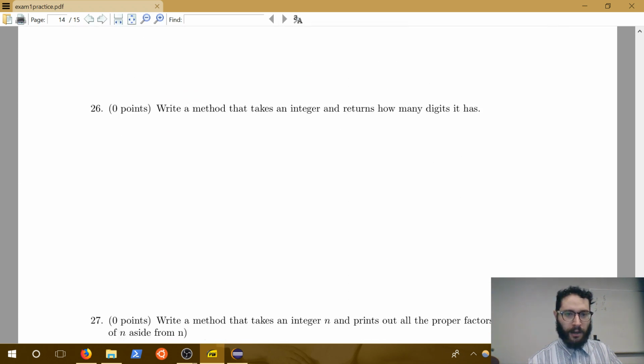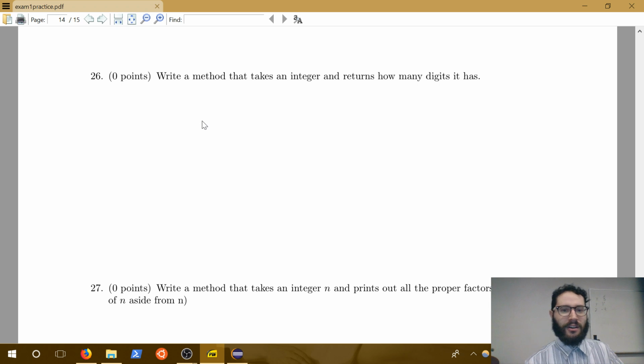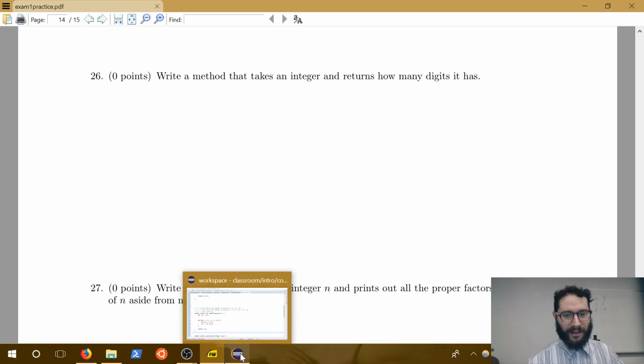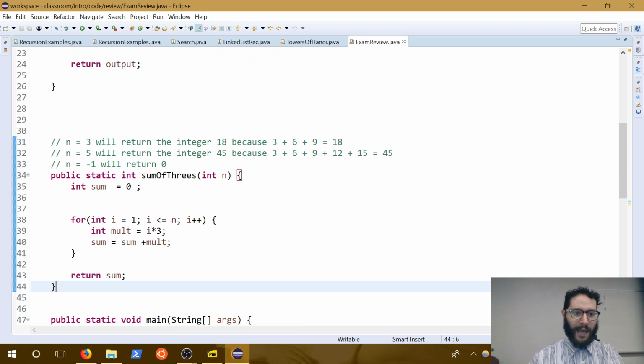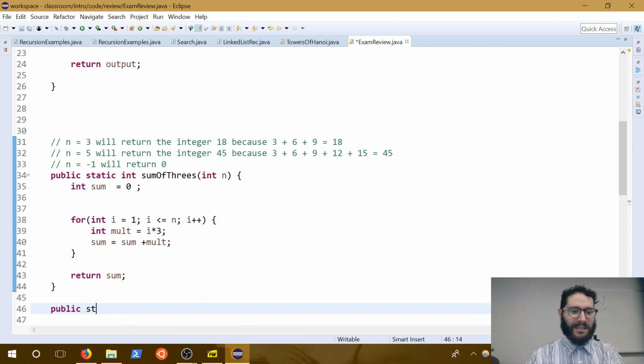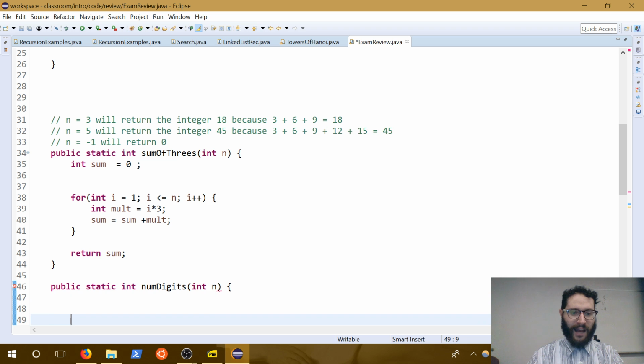Let's look at this one. Write a method that takes in an integer and returns how many digits it has. Didn't we do that one for homework? I've listed it twice now, so that seems to be important. So let's go ahead and write that one. Public static int numDigits, int n. So how many digits does it have?